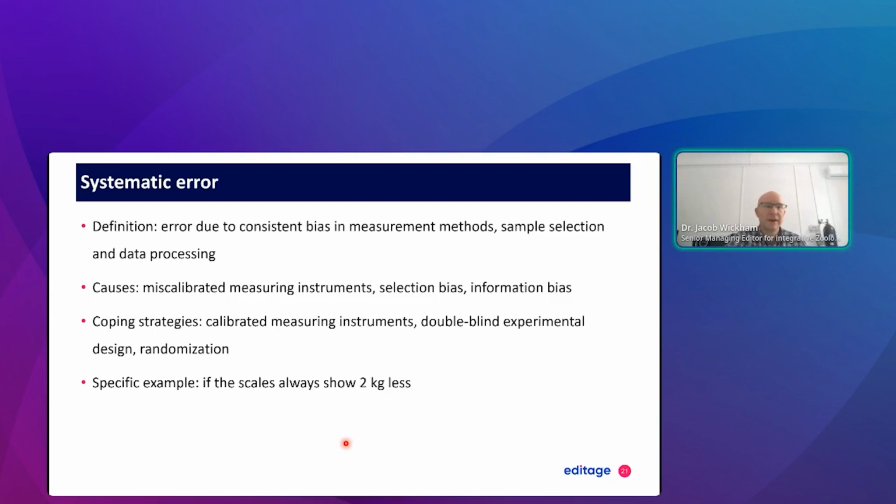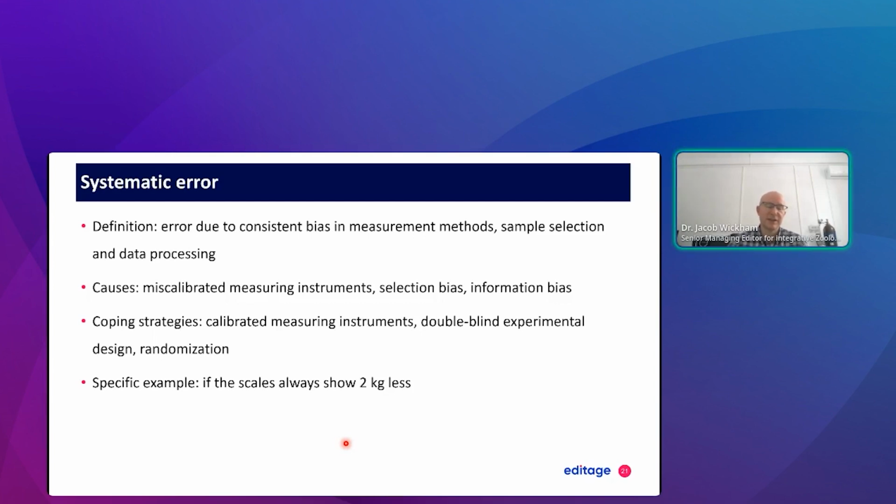Another type of error is systematic error. Now, this type of error can be caused by consistent biases in the study design, the measurement methods, or data collection processes. For example, it can be caused by sample selection that is biased towards a particular age group or gender, or by the use of uncalibrated measuring instruments.